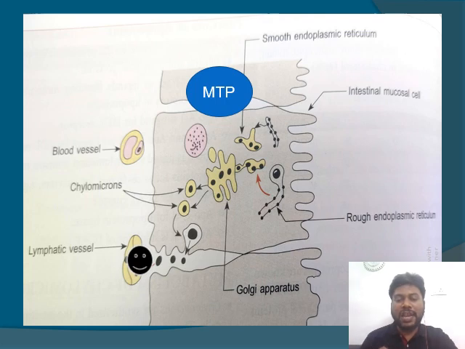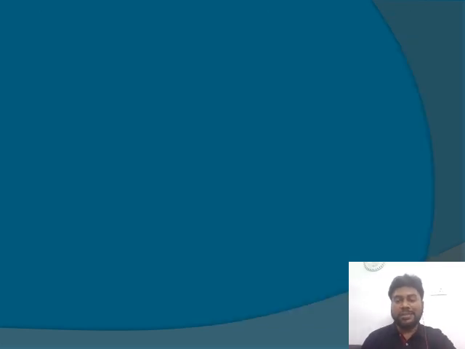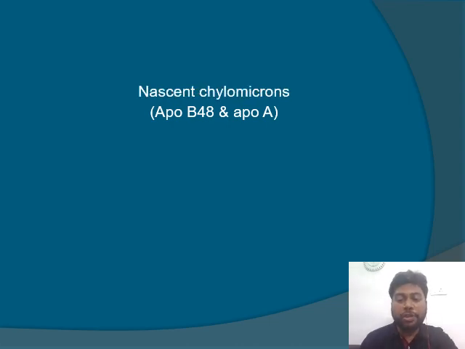Any lipoprotein, including chylomicrons, is made up of both lipids and proteins. Initially, the proteins ApoA and ApoB48 will be synthesized in the ribosomes attached to the rough endoplasmic reticulum. Then they will be transferred to the smooth endoplasmic reticulum. There, by the action of the MTP protein, lipids will be loaded and it will be converted to chylomicrons, which will be thrown into the lymphatic drainage, through which they reach the circulation. The newly synthesized chylomicron which reaches the circulation will have only ApoA and ApoB48. So this one is called a nascent chylomicron, or immature chylomicron.